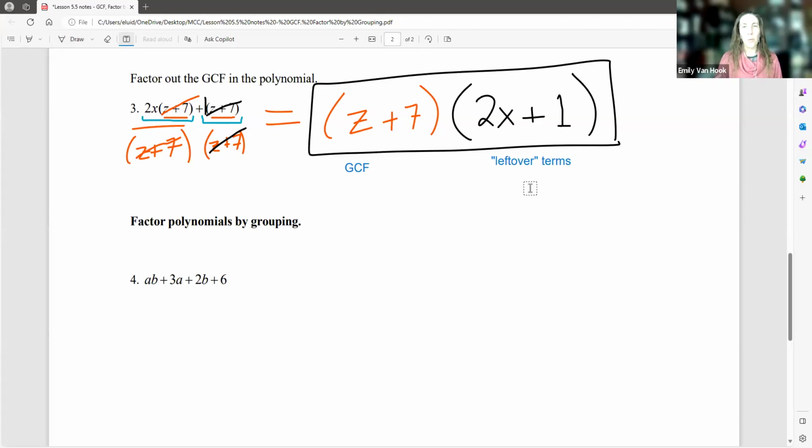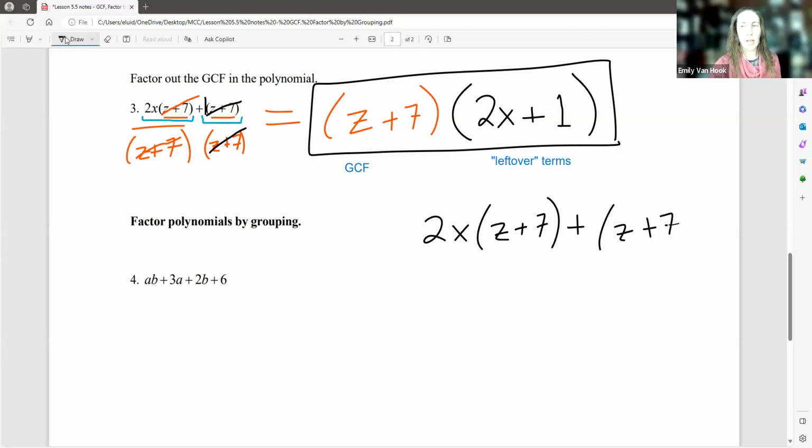Just like our previous problem, we can check by multiplying. It's a little bit different though. So if I go back and actually distribute in my original problem, I'm going to write that off to the side here. Okay. So 2x times z plus 7 plus parentheses z plus 7. If I actually did distribute, let's see what we would get. It's going to be kind of long. It would be 2xz plus 2x times 7 would be 14x plus z plus 7.